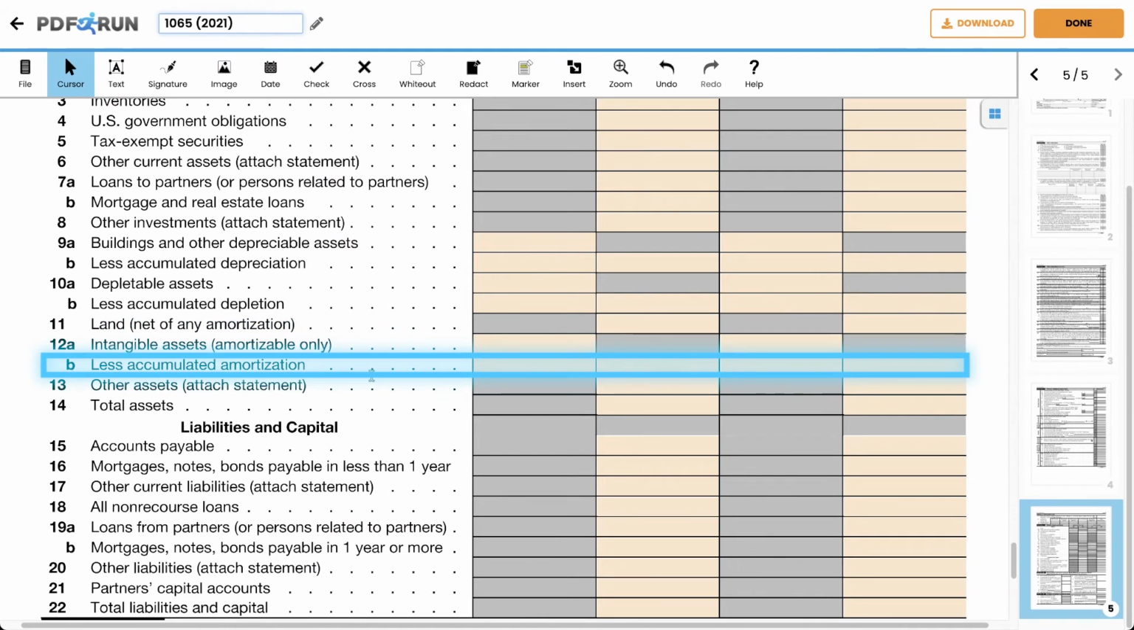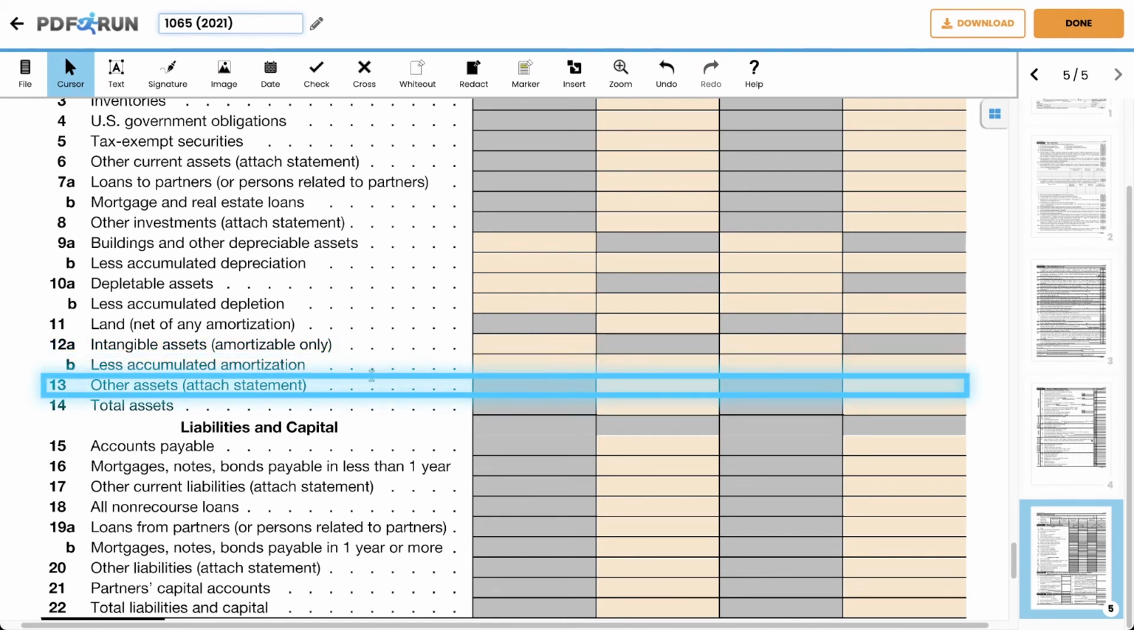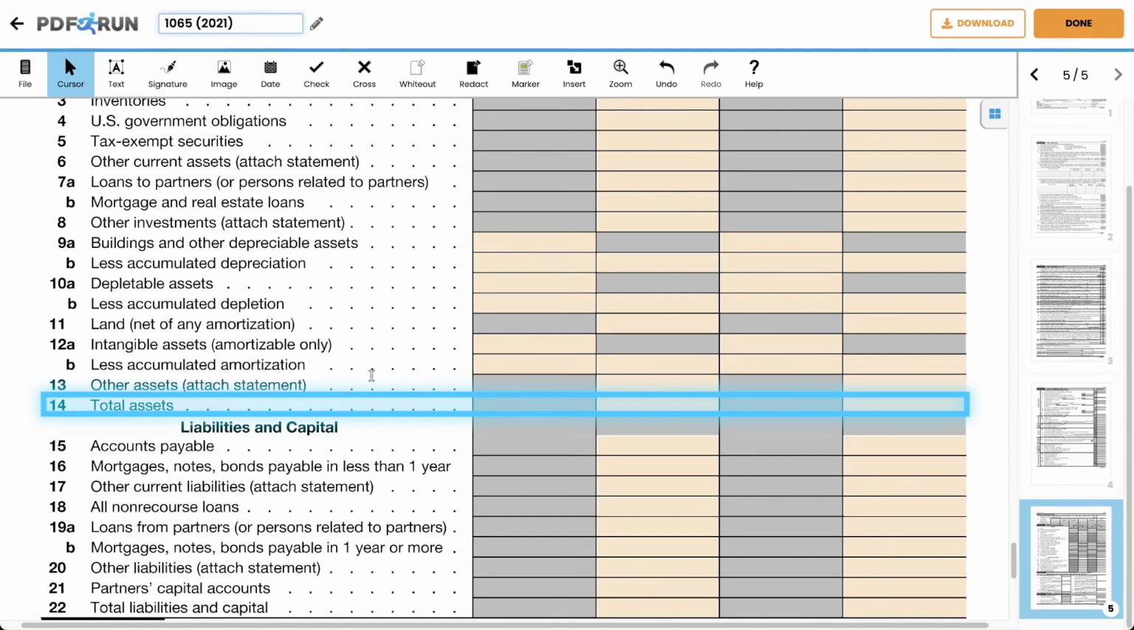Line 12B, Less accumulated amortization. Enter the balances of the amount of amortization accumulated. Line 13, Other assets. Enter the balances of any other assets owned, and attach the relevant statements to this form. Line 14, Total assets. Enter the balances of the total of all assets owned.